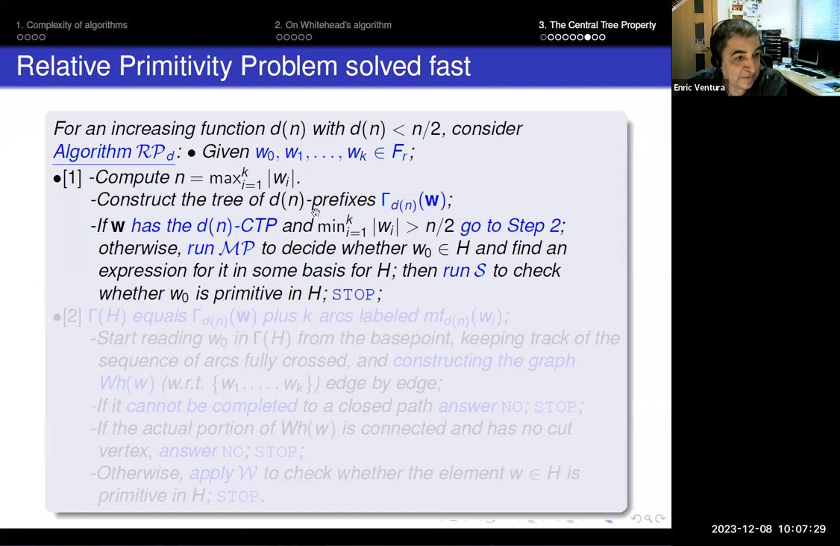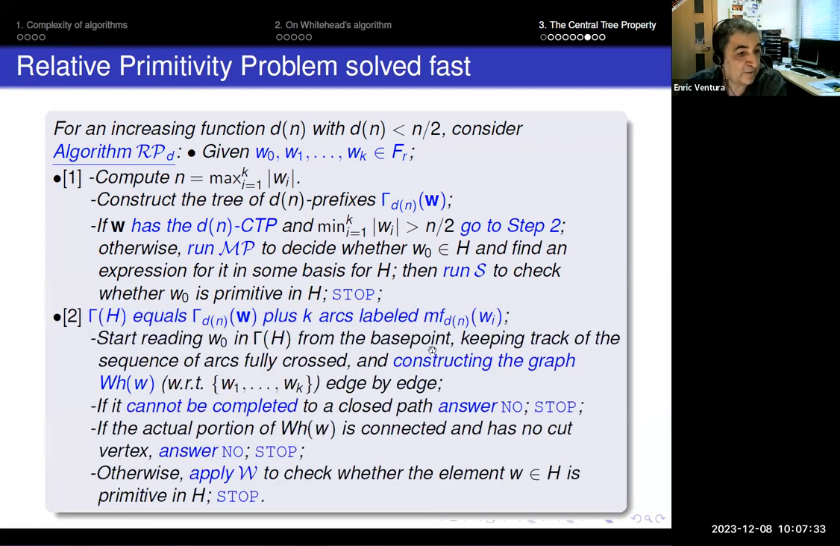And if the tuple satisfies the central tree property, then go to step 2, which is doing as I said before. So you have the tree of prefixes, which is the main relevant part of the Stallings graph, plus the k arcs labeled by these middle long prefixes of the w_i's.